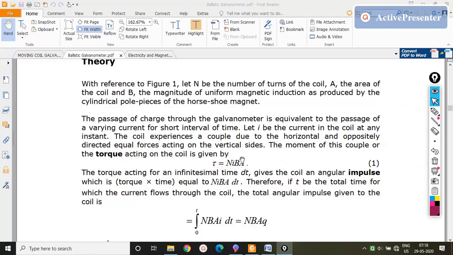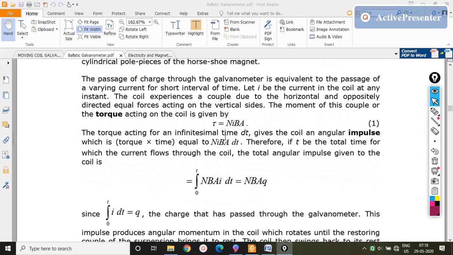Now you will see that the torque which acts for a small interval of time dt will give you an impulse, and the impulse is torque multiplied by time, and it will be NIBA multiplied by dt. Okay, so this is very simple. Angular impulse is the product of torque multiplied by the time for which it acts. So NIBA dt.